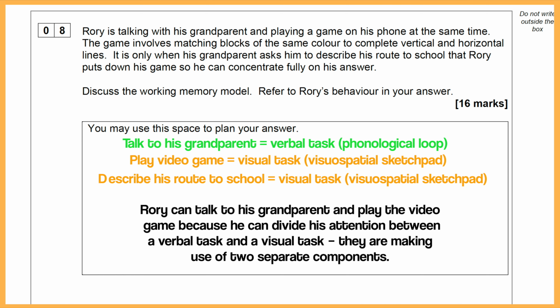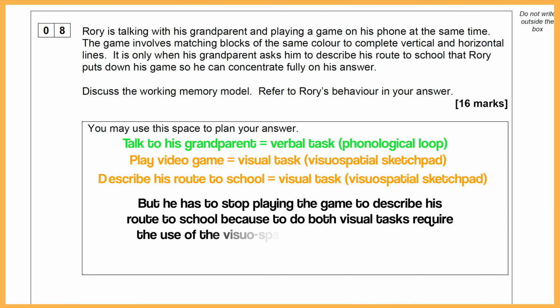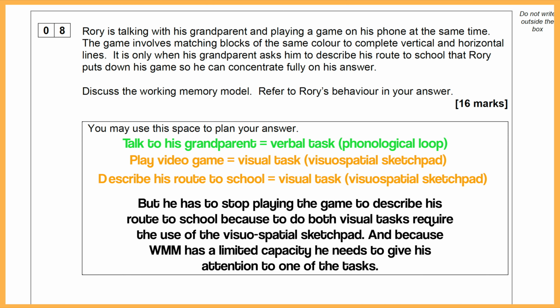In this scenario, we can see that Rory can talk to his grandparent and play the video game because he can divide his attention between a verbal task and a visual task. They are making use of 2 separate components, but he has to stop playing the game to describe his route to school because both visual tasks require the use of the visuospatial sketchpad. And because it has a limited capacity, he needs to give his attention to 1 of the tasks. Describing all of that would get you 4 marks of application.